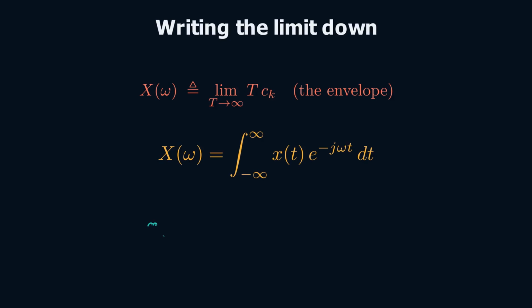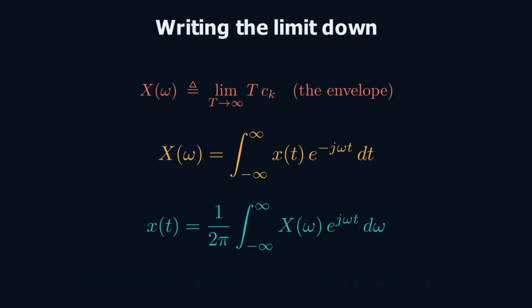And the synthesis sum? The harmonics are spaced omega naught apart, so each term carries a factor omega naught, which is 2 pi over T. As T grows, the sum of skinny slices becomes, by definition, an integral. The inverse transform, the signal rebuilt from a continuum of spinning arrows, each weighted by X. Series and transform are one machine. We just released the dial.